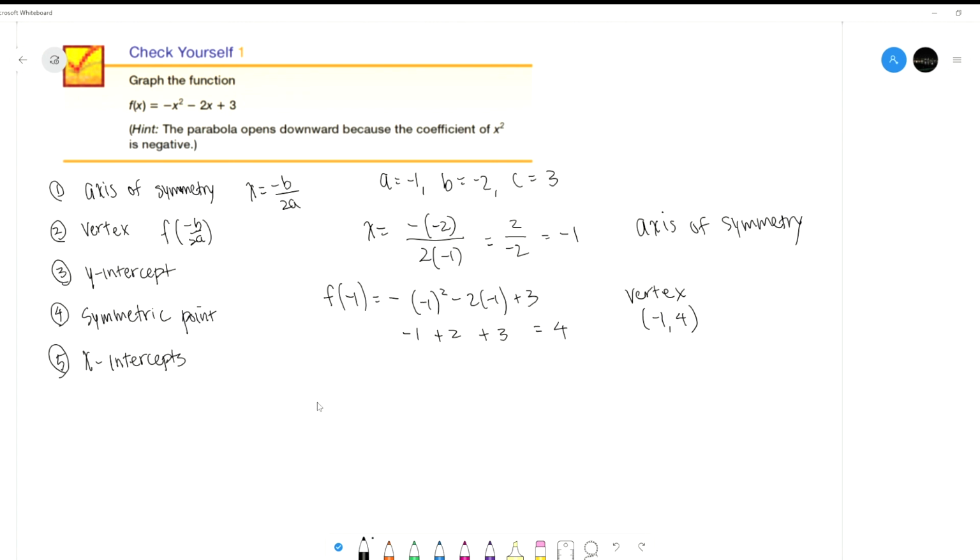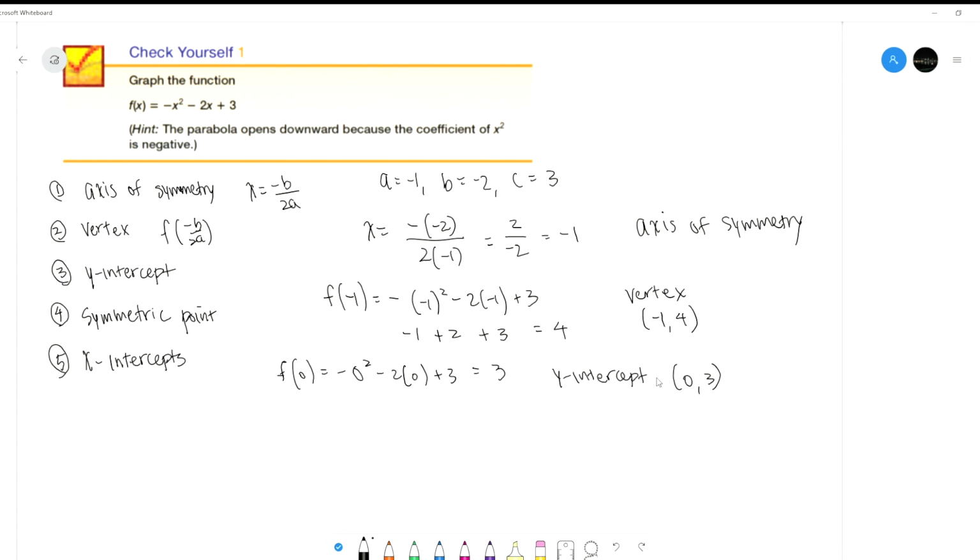Okay. What's the y-intercept? Well, the y-intercept is when you substitute 0 for x, right? So that's f of 0 is equal to minus 0 squared minus 2 times 0 plus 3, right? So you can see this is just 3. So the y-intercept is 0, 3.